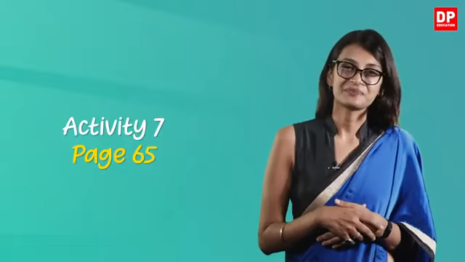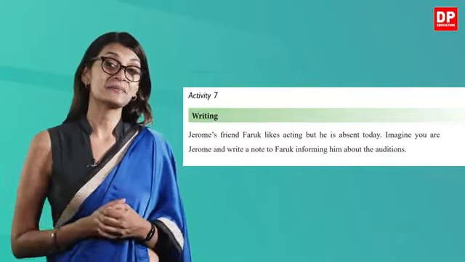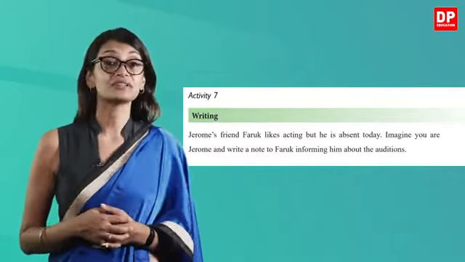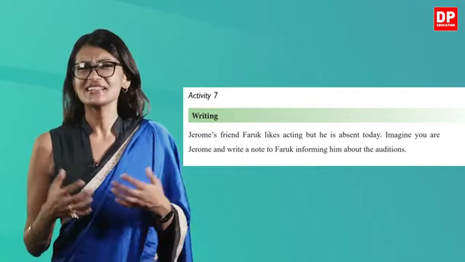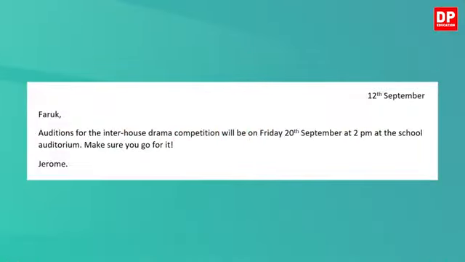Now, let's look at Activity 7 on page 65. Let's read it together. Jerome's friend Farooq likes acting, but he is absent today. Imagine you are Jerome and write a note to Farooq informing him about the auditions. Let's now write a quick note to Farooq together. 12th September. Farooq. Auditions for the inter-house drama competition will be on Friday, 20th September at 2 p.m. at the school auditorium. Make sure you go for it. Jerome.